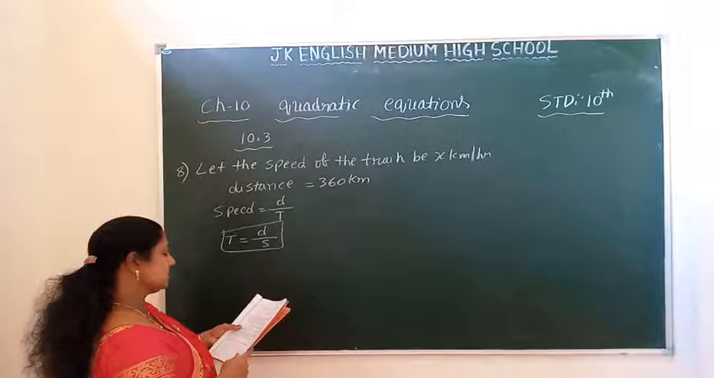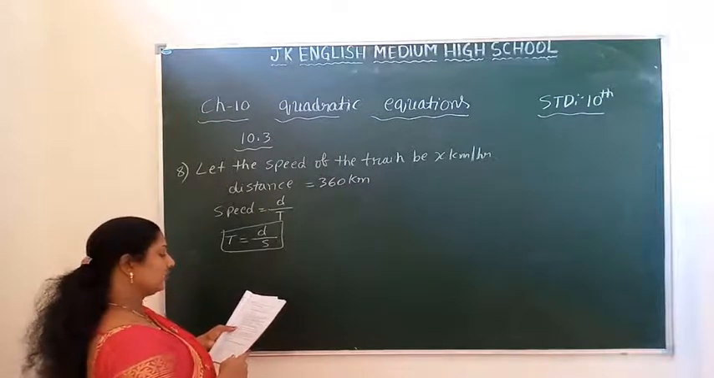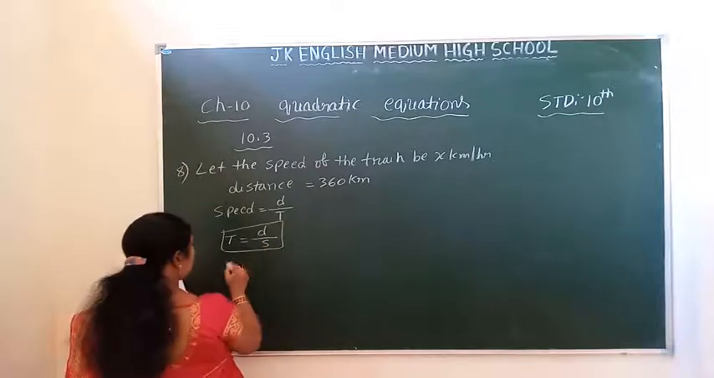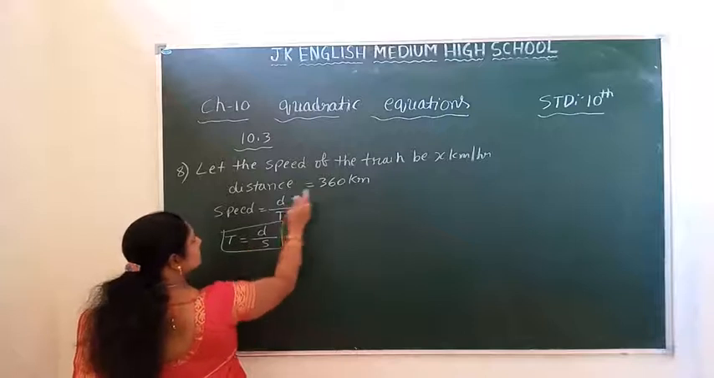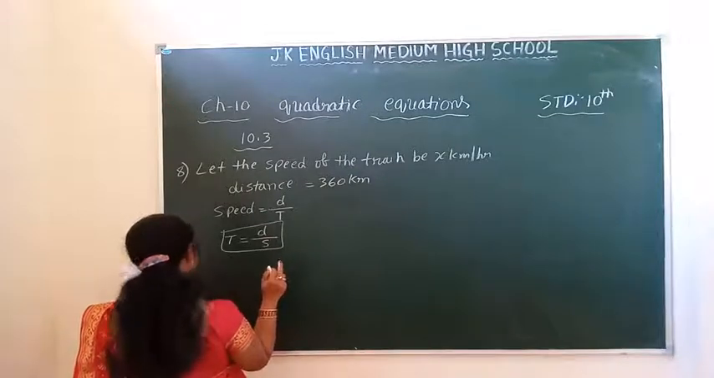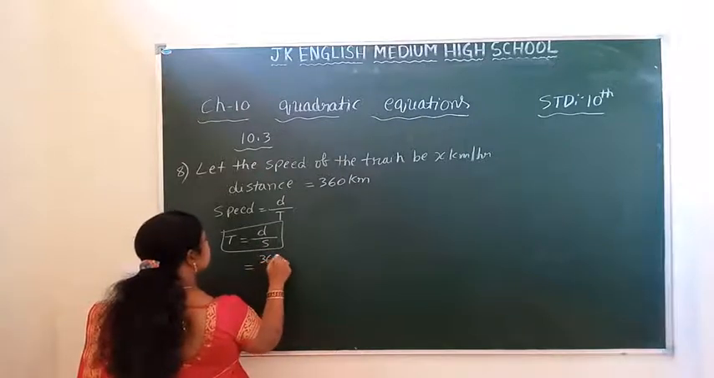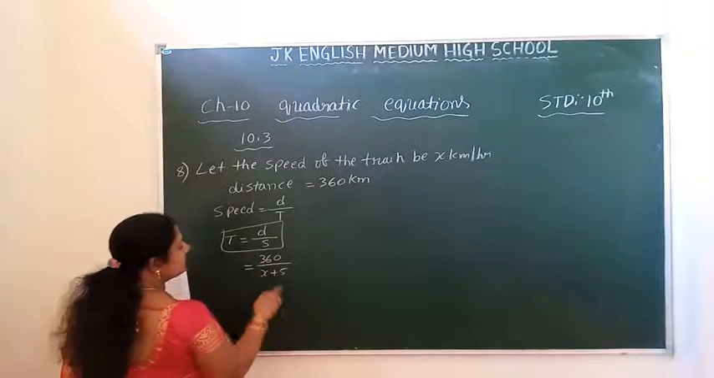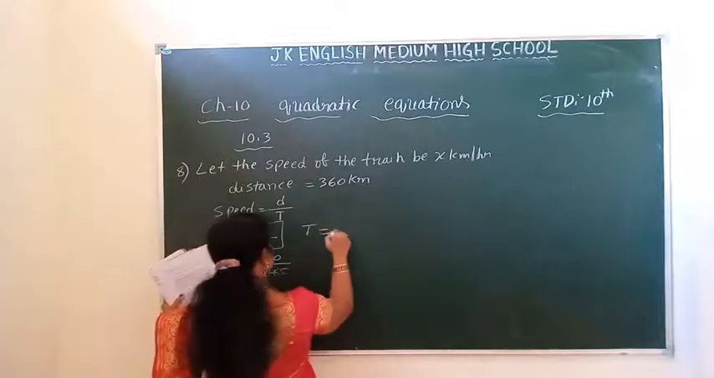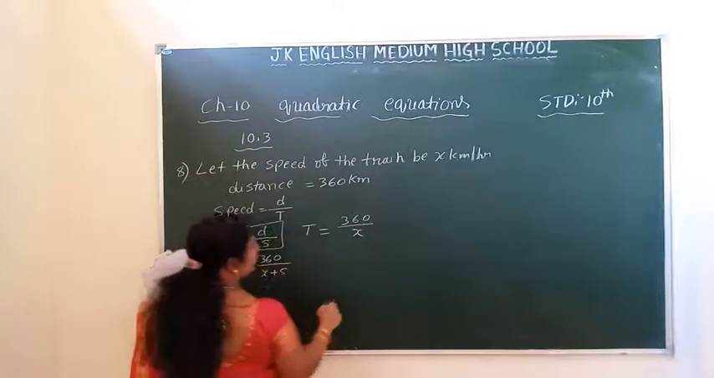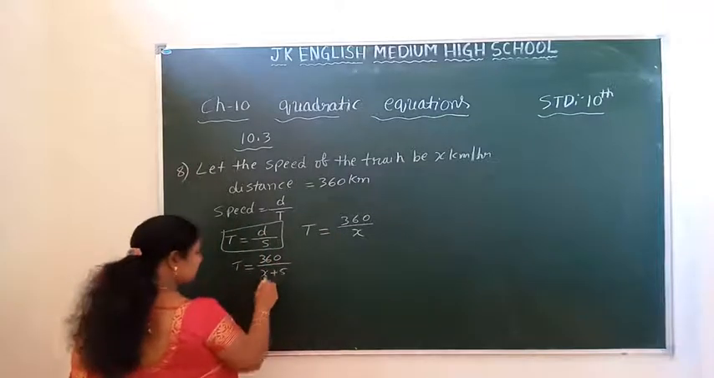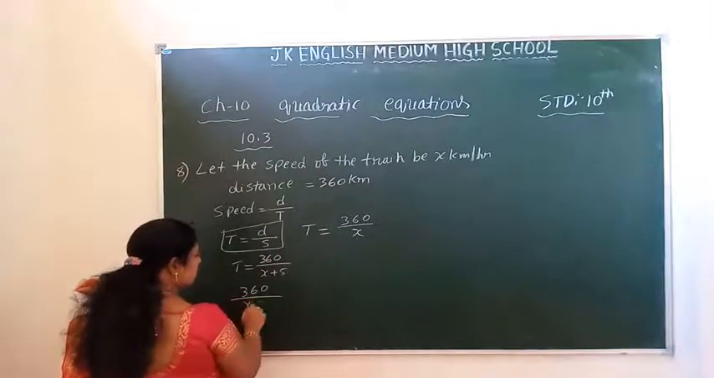A train travels 360 kilometer at uniform speed. If the speed had been 5 kilometer per hour more, it could have taken 1 hour less for the same journey. See now, when the speed is x kilometer per hour, and when the speed is increased by 5, according to this formula, 360 divided by x plus 5 is the time taken by the train when the speed is increased. When the speed is x kilometer per hour, the time taken by the train is 360 divided by x. So when the speed is increased, this is the time taken by the train.